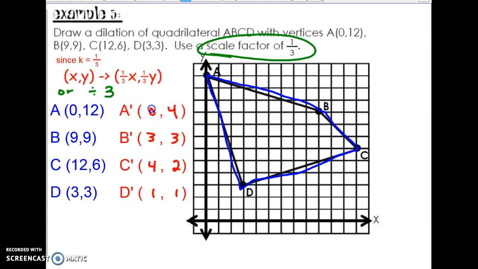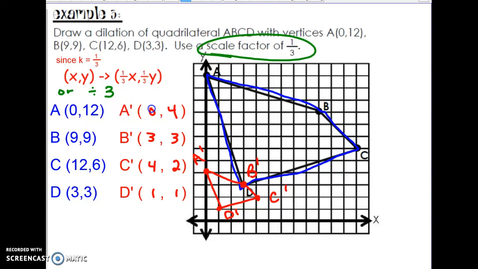So guys, what is your image going to look like when we get this plotted? It's going to be really small. Here's the point 0, 4. That's A prime. Label it. 3, 3. It happens to land where the other point used to be, but in a minute, you'll see why that works out. 4, 2, and 1, 1. Did your shape obviously get smaller?